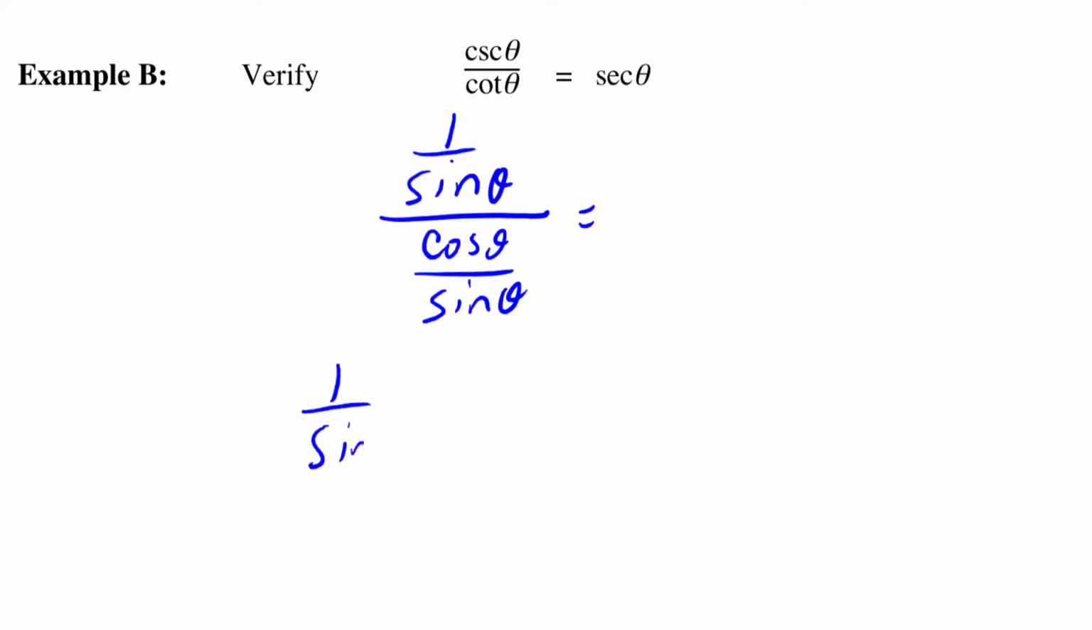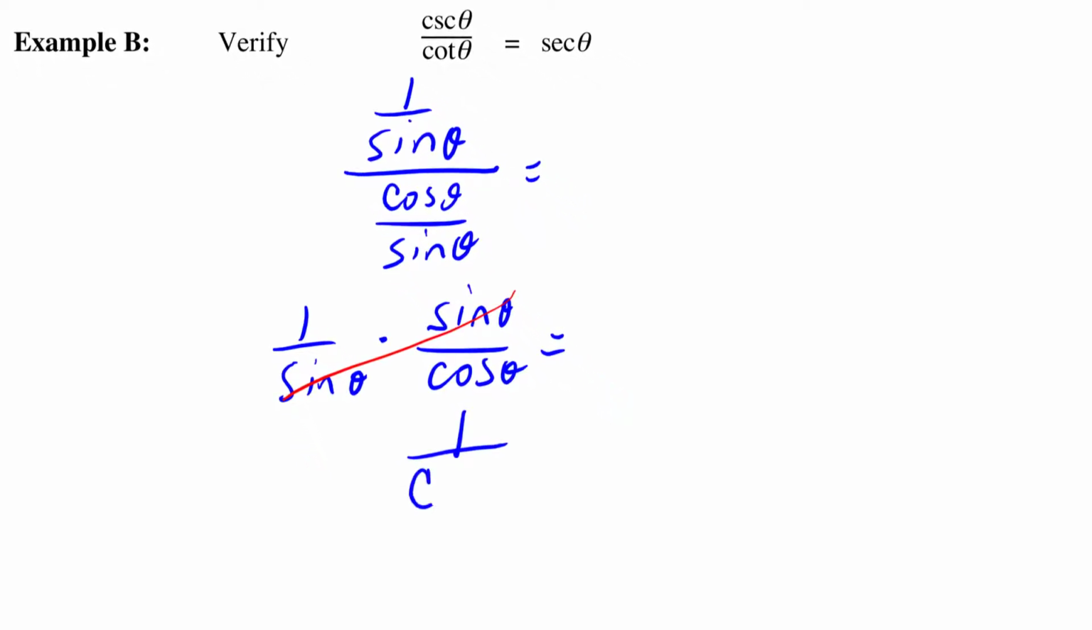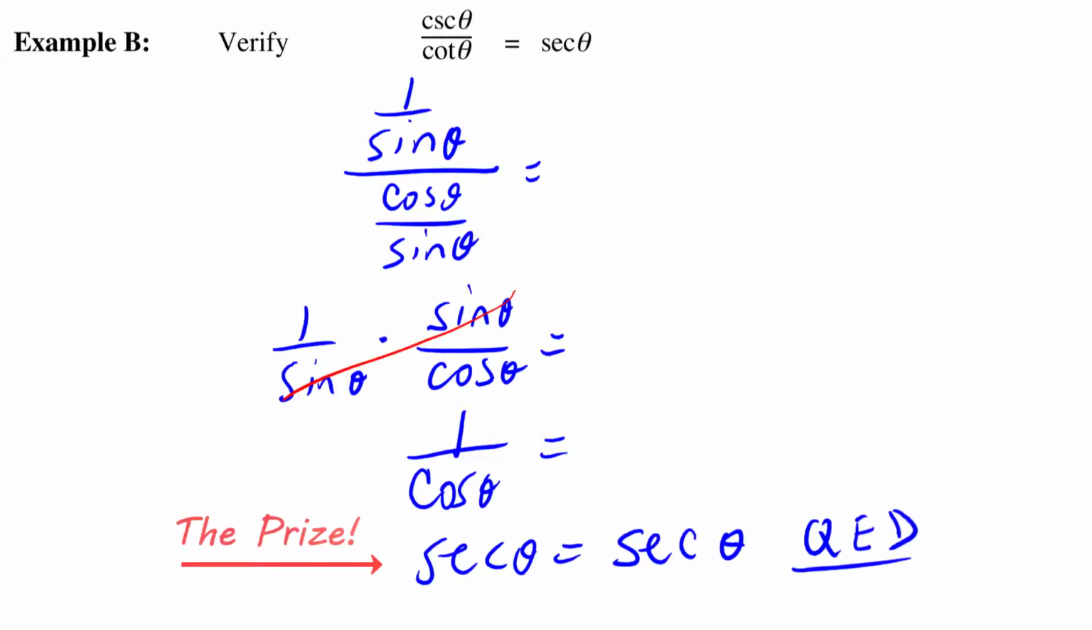The way we're going to simplify this is to treat it as one fraction divided by another, which means times the reciprocal of the denominator. And fortunately, the sines divide out. We get 1 over cosine theta, and that is equivalent to secant theta. That's the prize. That's what we wanted. So we know that we have done our proof, our verification, correctly. QED.